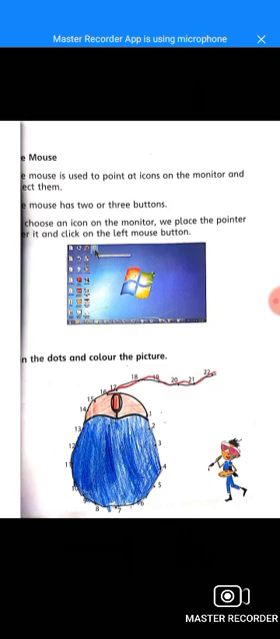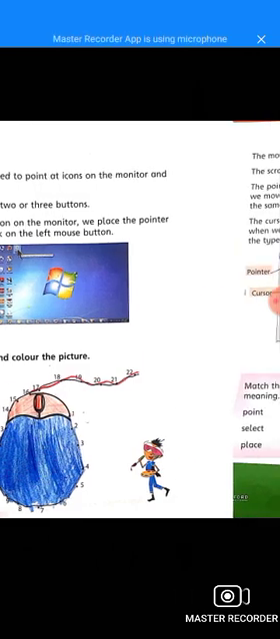Next, computer hardware is the mouse. The mouse is used to point at the icons on the monitor and select them. Point the icons that are found on the computer screen and select them. Okay, there are two or three buttons on the mouse, and to choose an icon on the monitor, we place the pointer on it and click on the left mouse button. Now join all the dotted lines to draw the mouse and color it.